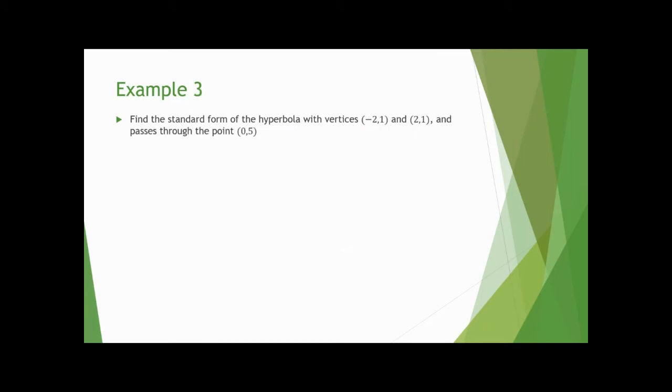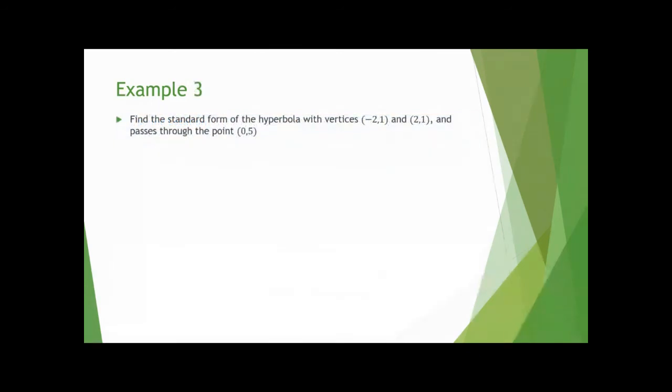Example 3, so this one's a little different. It says find the standard form of the hyperbola with vertices (-2, 1) and (2, 1), and passes through the point (0, 5). I don't know why I wrote (0, 5), because in my notes, what I wrote down on my piece of paper when I was solving this, I had (5, 4). It's supposed to be (5, 4).